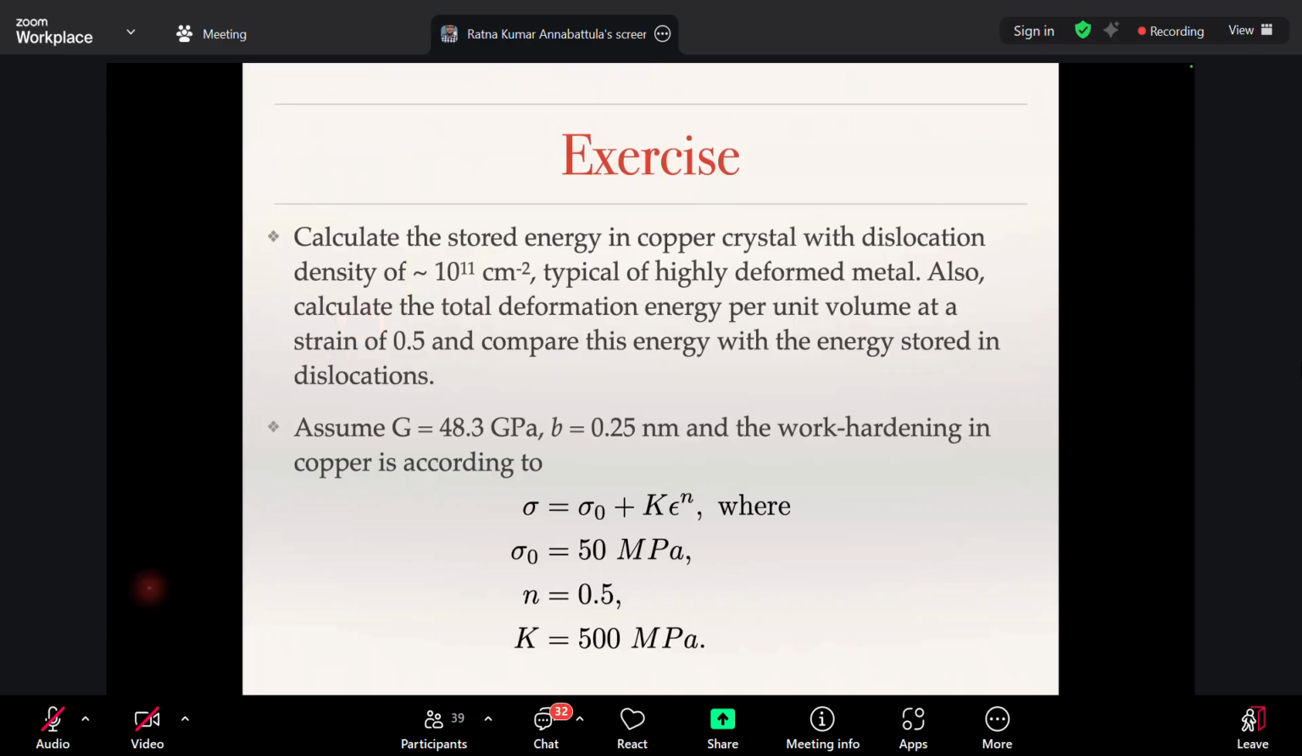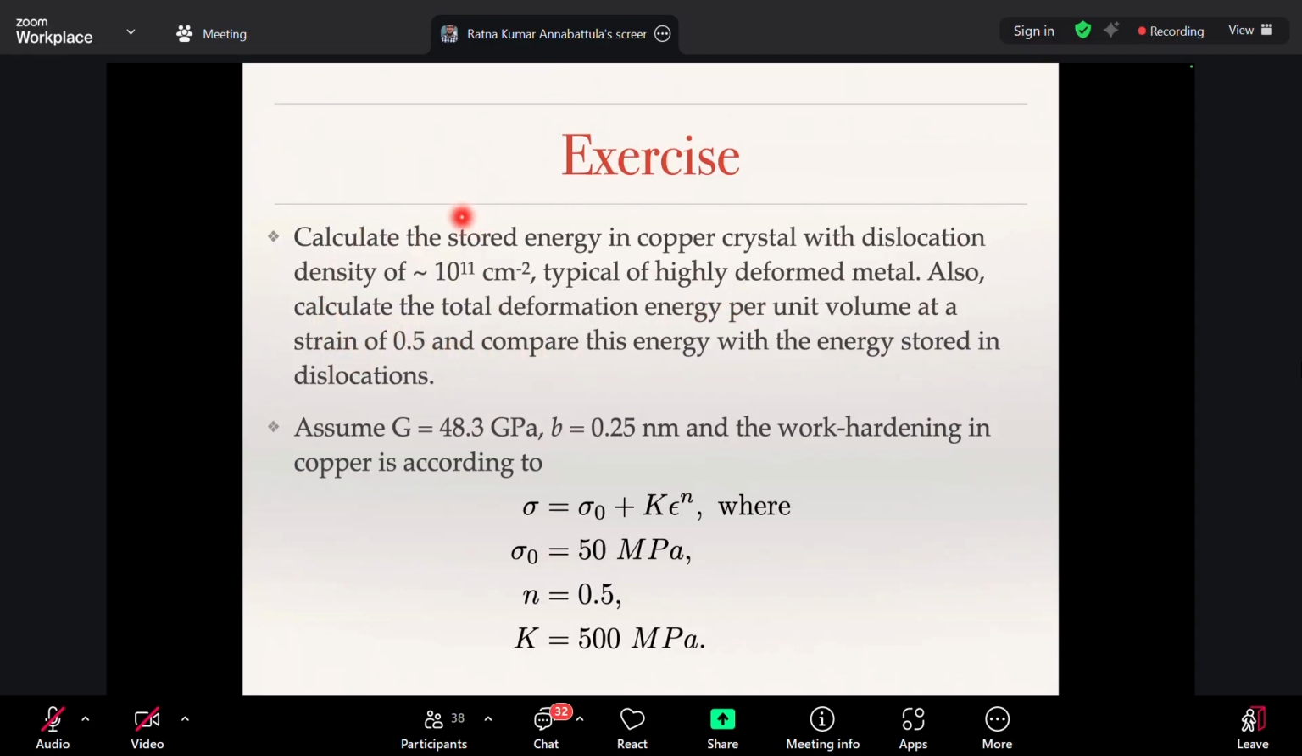How do you describe dislocation density? The dislocation density is described as total length of dislocations per unit volume of the material. So if you have so many dislocations, you count the length of all these dislocations per unit volume. That is how you define dislocation density. That is why length per volume gives you per centimeter square. So you have 10 power 11 centimeter of dislocation per centimeter cube volume. That is what it means, 10 power 11 per centimeter square. This is typical for highly deformed metal.